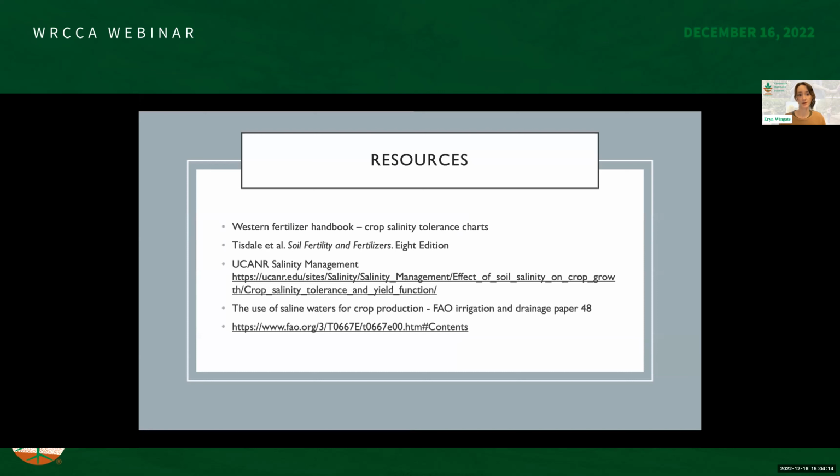And here are some resources: the Western Fertilizer Handbook. Everybody probably has soil fertility and fertilizers from college. This is a link to UC ANR salinity management, and another resource from FAO.